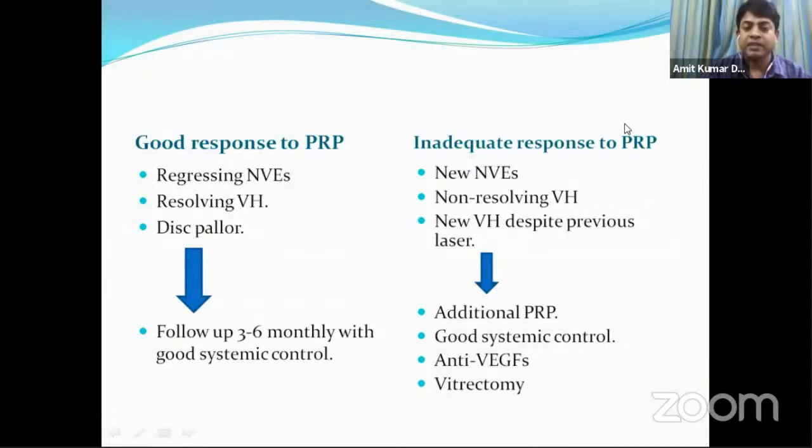The vitreous hemorrhage might be non-resolving, and there might be new vitreous hemorrhage despite previous laser being done. So these patients will need additional PRP along with good systemic control. Some patients might benefit from added anti-VEGFs, and vitrectomy may be required in some of the patients.